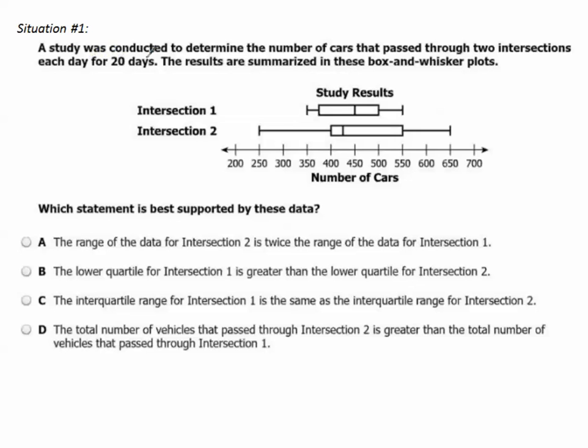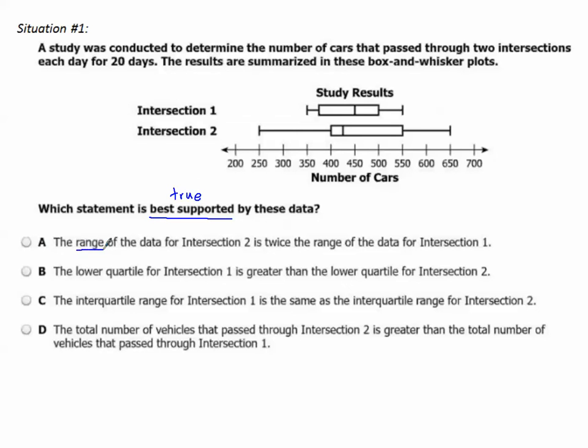A study was conducted to determine the number of cars that passed through two intersections each day for 20 days. The results are summarized in these box and whisker plots. Intersection 1, intersection 2, box and whisker plots. Which statement is best supported by these data? So best supported means true.